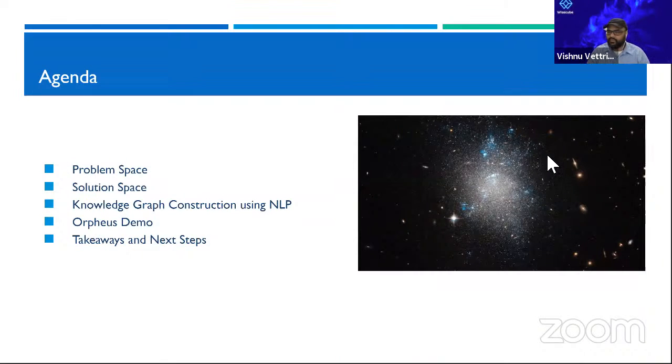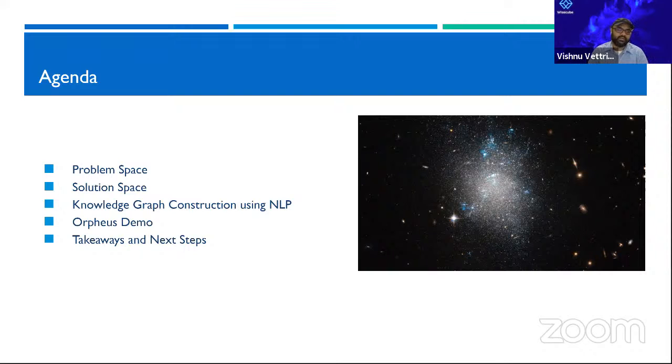So the agenda for today is, we'll talk about the problem space: what are the problems inherent in biomedical data, specifically biomedical scientific literature data, both structured and unstructured. And then we'll talk about the solution phase. What does a viable solution look like? And of course, no surprises, the solution is going to involve using NLP and building a knowledge graph.